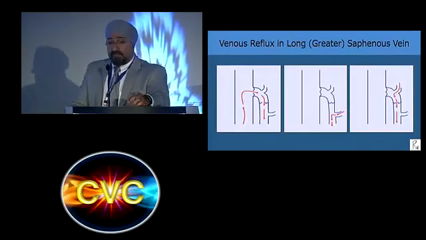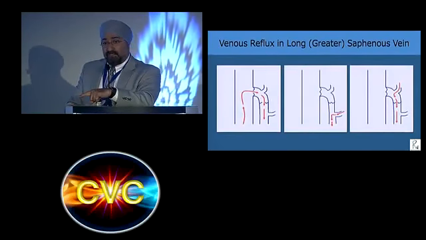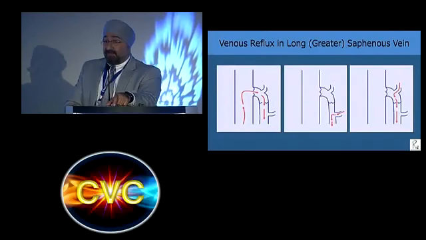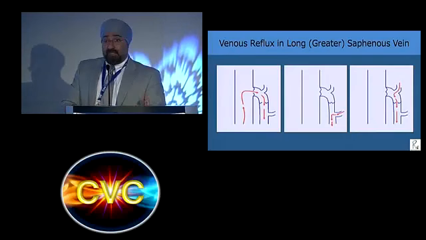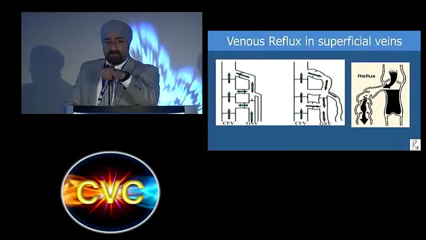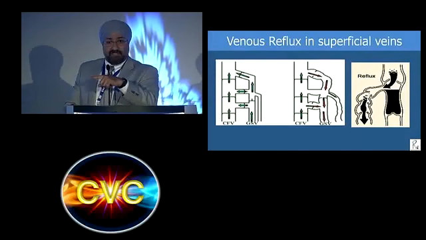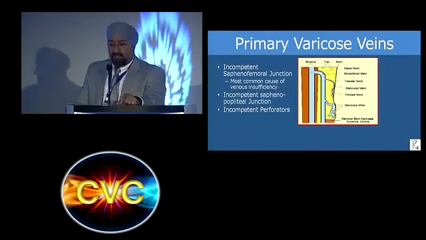Oftentimes it could be the main valve that's incompetent. It could be one of the other branches that's incompetent. The saphenofemoral junction may be competent, and you have another large perforator in the thigh with an incompetent vein feeding and causing hypertension. So these patterns, and ultrasound obviously is the key to understand this, but if you understand this pathophysiology, then the treatment becomes very easy.